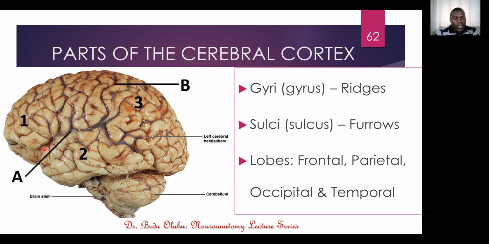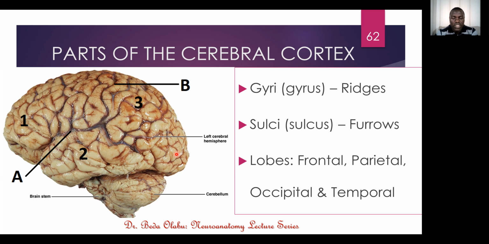2 important depressions, the one labeled A, lateral sulcus, and the one labeled B, central sulcus. Now, if you put central sulcus here, or we call it Rolandic sulcus, and lateral sulcus here, which we also call the Sylvian fissure, you define a lobe here, which we call the frontal lobe. You also define another lobe down here, which we call the temporal lobe. The one labeled 3 is what we call the Parietal Lobe.